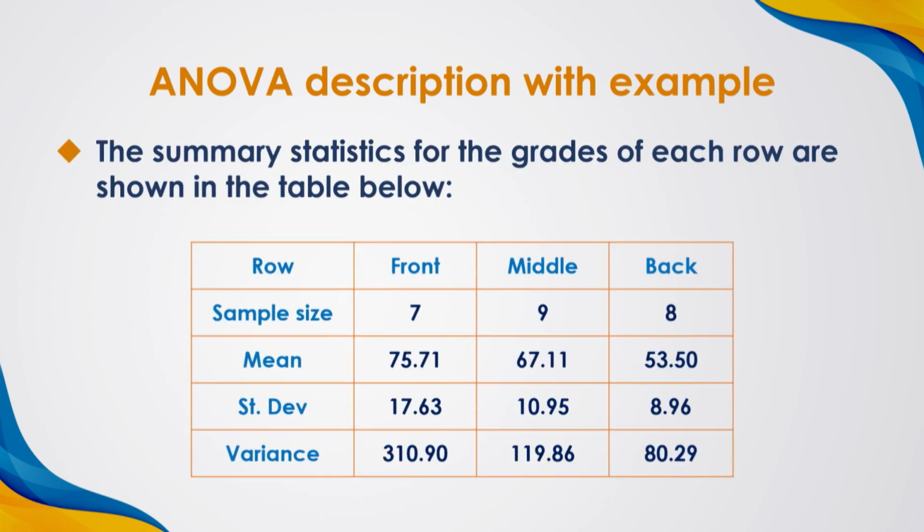Now, this is called summary statistics. After making calculations on the given data, it is clear that the sample sizes are: 7 students in the front row, 9 students in the middle row, and 8 students in the back row. The averages, standard deviations and variances are also given. So, mu 1 estimated value is 75.71. Similarly, mu 2 estimated value is 67.11 and mu 3 estimated value is 53.5. We want to check whether there is any significant difference between these. Mathematically there is a difference, but whether the difference is statistically significant or not is our interest of study.